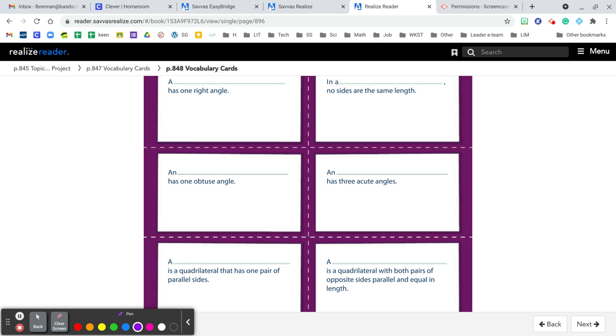And an obtuse triangle has 1 obtuse angle. An acute triangle has all 3 acute angles. A trapezoid is a quadrilateral with 1 pair of parallel sides, and a parallelogram is a quadrilateral with both pairs of opposite sides parallel and equal in length. So you want to review those terms before you move on.